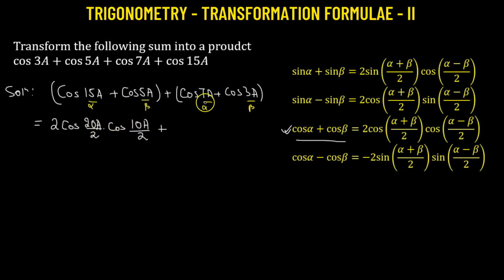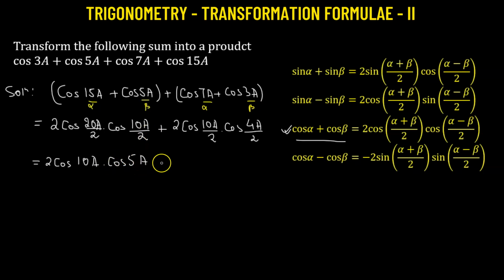Then we come to the next sum, cosine 7a plus cosine 3a, so that will be 2 times cosine of angle. Now we need alpha plus beta, so that's 7a plus 3a. That's going to be 10a over 2, multiplied by cosine of angle 7a minus 3a, so that's going to be 4a over 2. Right. Let's further simplify. So we now get 2 times cosine of angle 20a over 2, that's going to be 10a, multiplied by cosine of angle 10a over 2, so that's 5a, plus 2 times cosine of angle 10a over 2, so that's going to be 5a, multiplied by cosine of angle 4a over 2, so that's 2a.